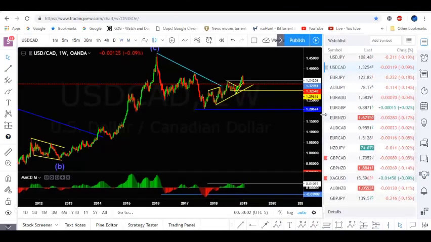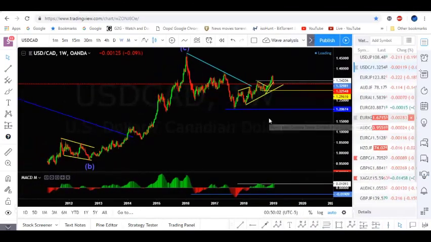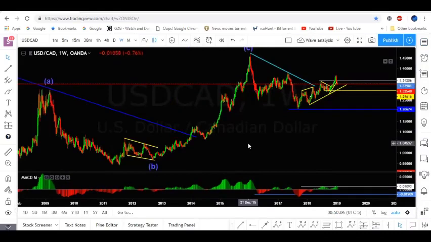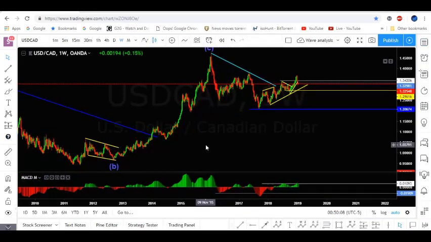So looking here in the USD CAD, we can see here we had this impulse, and look how easy this pattern was if you could have identified it. So in the middle, there's your B wave, and then this was just a regular flat, and look at this amazing move up.